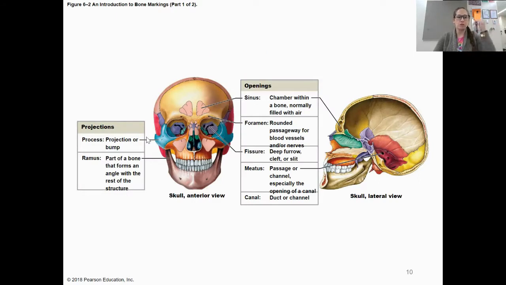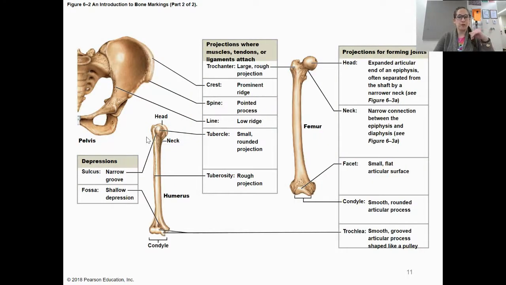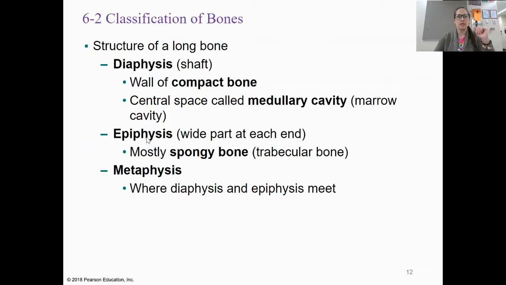So the projections are listed there, a process or a ramus. Openings are listed there: a sinus, a foramen, a fissure, a meatus, a canal. You have depressions that are there, so a sulcus and a fossa. And then you have those other types of projections for attachment and protections for joints. So trochanters, crest, spine, line, tubercle, tuberosity, head, neck, facet, condyle, and trochlea. And so as we head into the appendicular and axial skeleton and focus on those, we will look at some of those particular markings as we go.